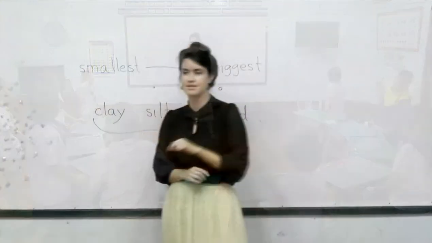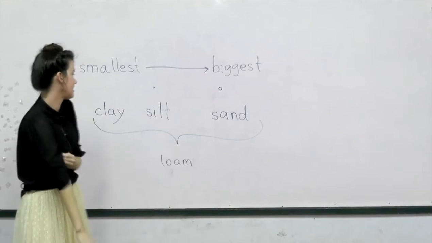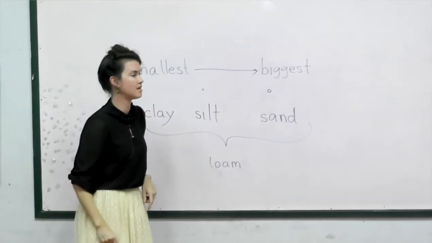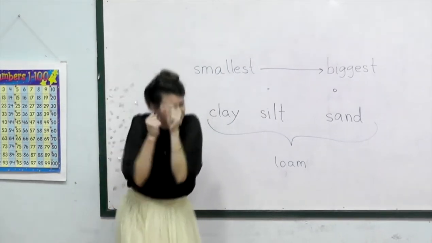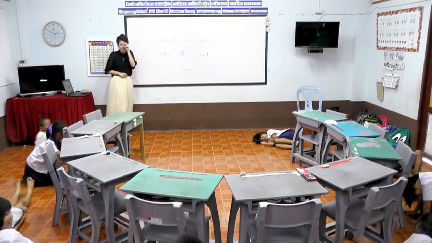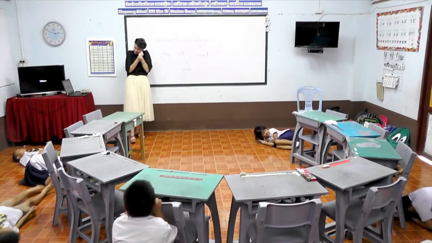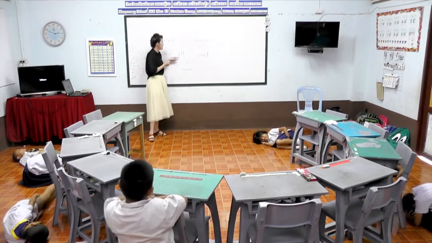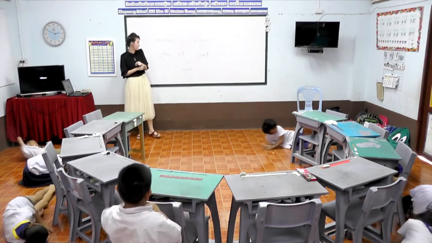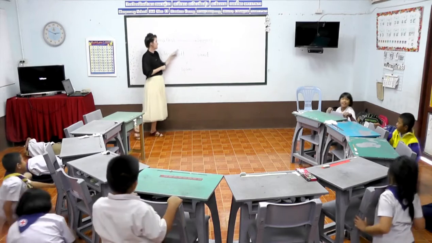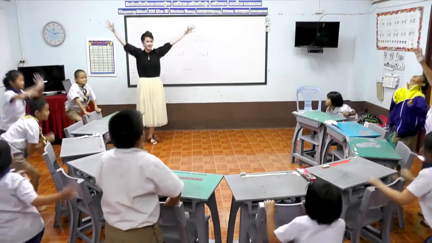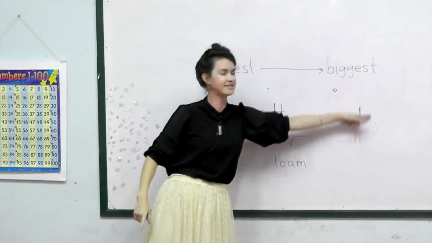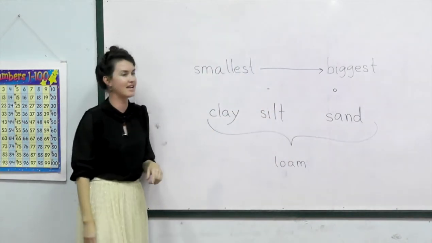Okay, we're going to do a little practice. We're going to practice pretending that we are clay, silt, and sand. So pretend you are clay. You are so tiny, we can't see you. Get tiny. Okay, you're silt. You're a little bit bigger than clay. You're right in the middle. Okay, now you're a bunch of sand. Get as big as you can. You're the biggest one. You're sand. Good job.